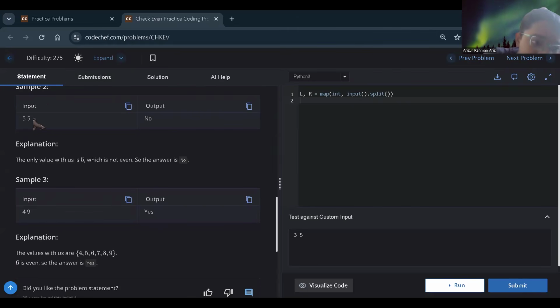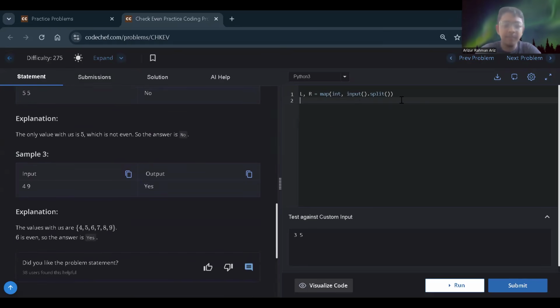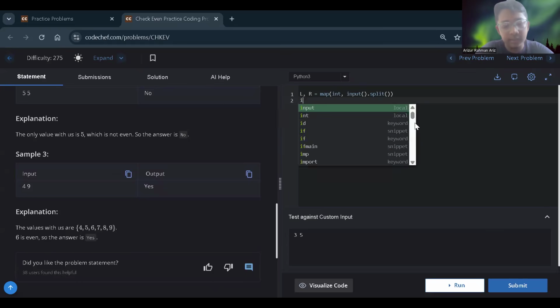And in sample 2, L is 5 and R is 5. So there is no number in between, and 5 is not even, which means no. Okay. It's a bit complicated, but let's try to solve it.